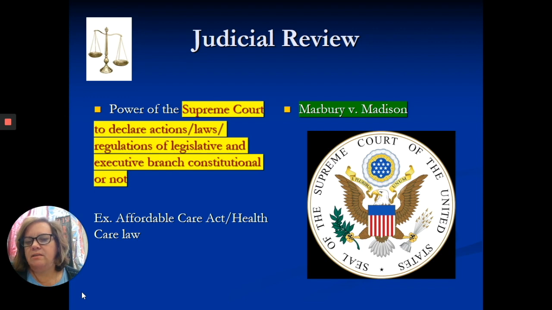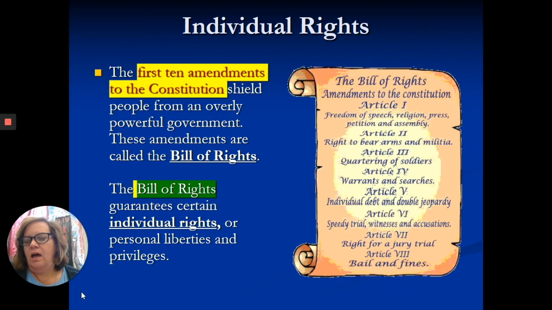Whenever we look at the power of judicial review, you're not going to find the words judicial review in the Constitution. The first action of the Supreme Court to overturn a piece of legislation was in the court case Marbury versus Madison. So that is really the example that you would use for judicial review, because it's the first time where a Supreme Court, under the guidance of Chief Justice John Marshall, actually determined that a piece of legislation was unconstitutional.